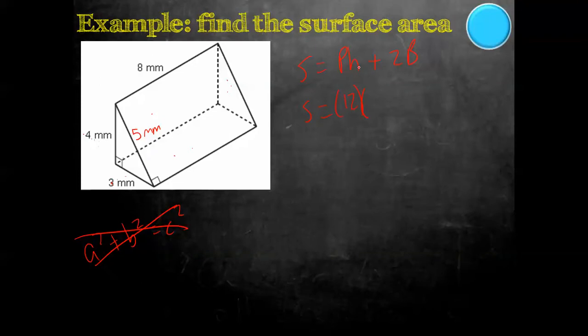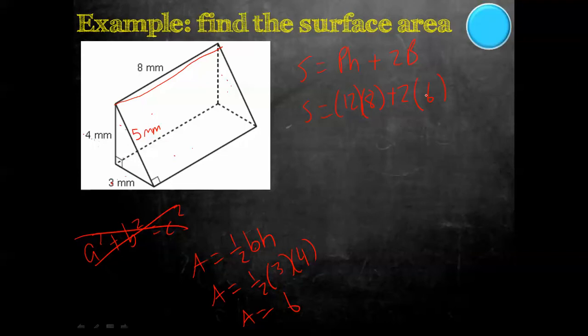H is the height of the prism. That's the line that connects the two bases. So the line that connects the two bases is 8. So we have an 8 right here. Then we have 2 times the area of the base. The base, again, is a triangle. The area of a triangle is 1/2 base times height, where here we're talking about the base and height of the triangle. So we have 1/2 base times height, 3 times 4. 3 times 4 is 12. 12 divided by 2 is 6. So we have 2 times 6 right here.